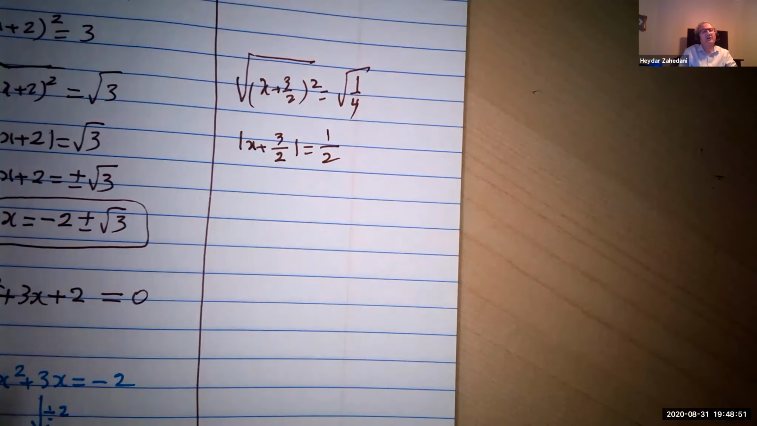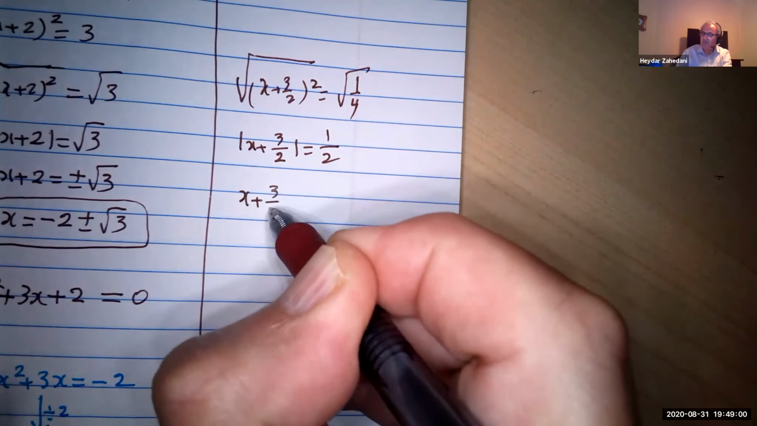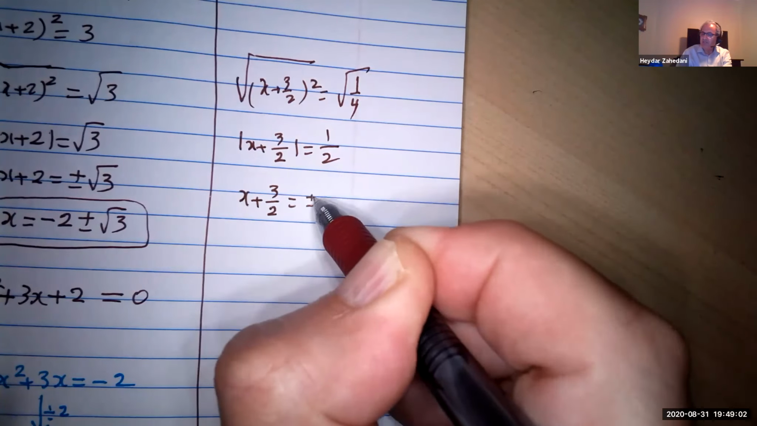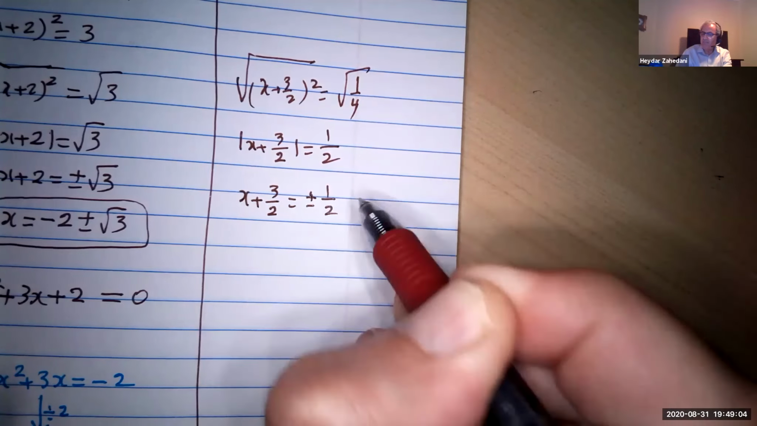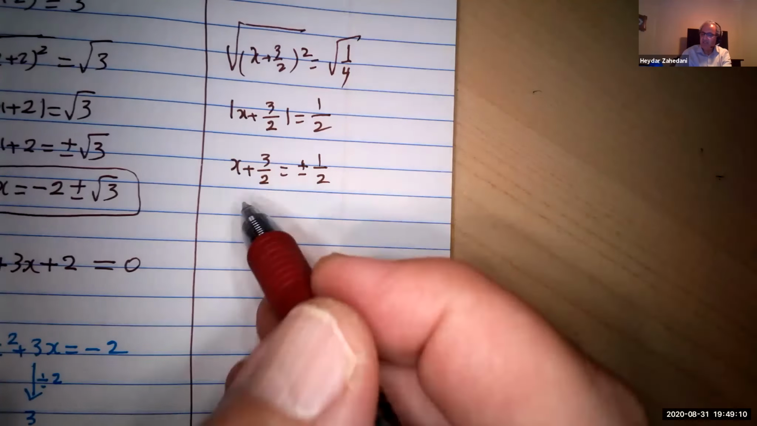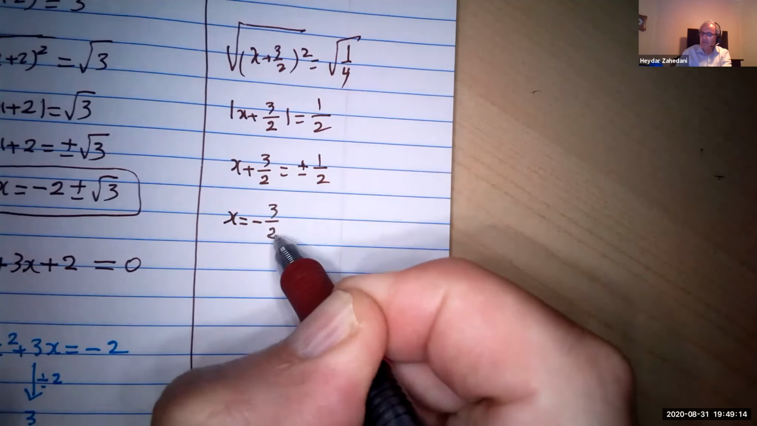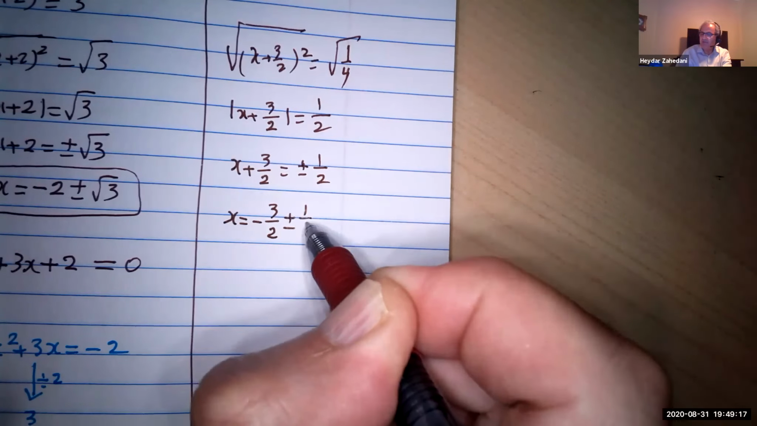You know, it's going to be radical 1, which is 1. Radical 4, which is 2. So you drop the absolute value. X plus 3/2 equal to the positive negative 1/2. Now you move the 3/2 to the other side. X equal to negative 3/2 plus or minus 1/2.